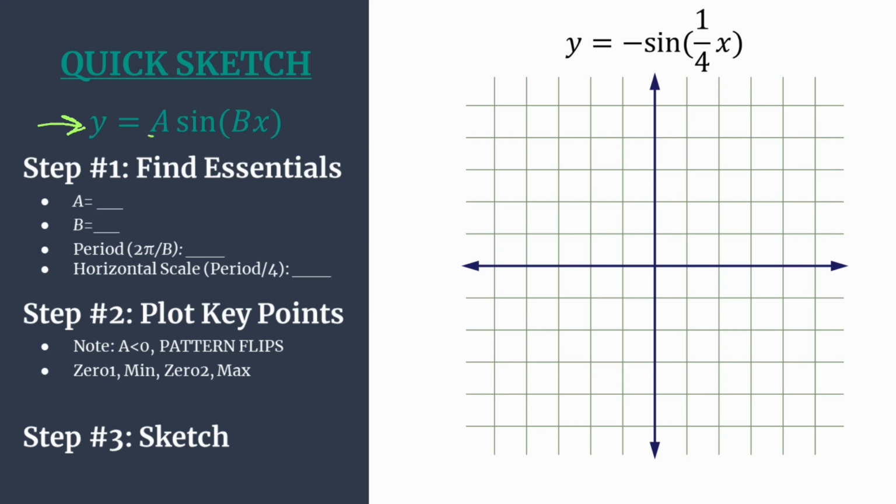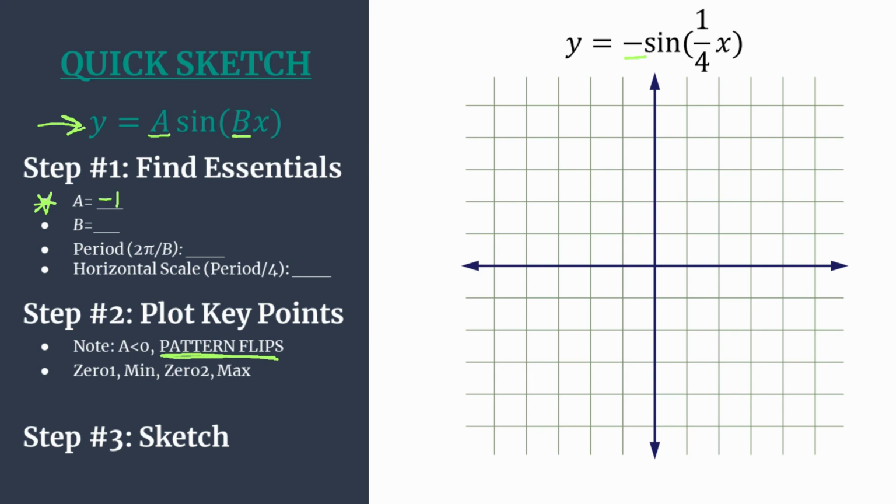So we start by finding a and b. Okay, a in our equation, we see that negative out front. It's an understood -1 for a. I like to go ahead and make a mark here. If I have a negative out front, I know that my pattern of key points is going to flip in step 2. We'll talk about that in a little bit.